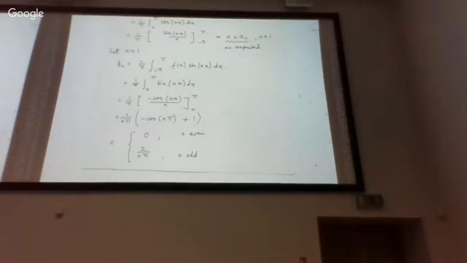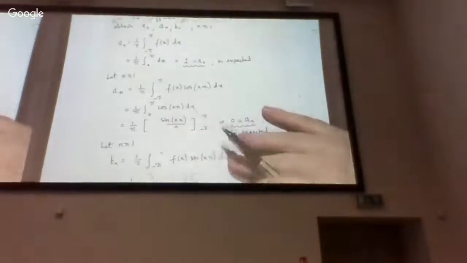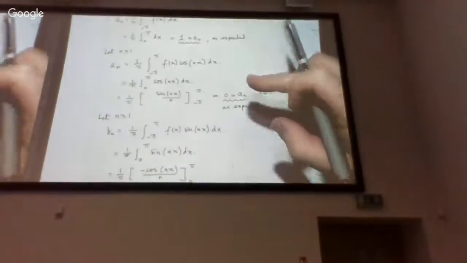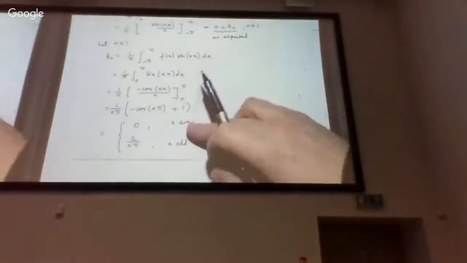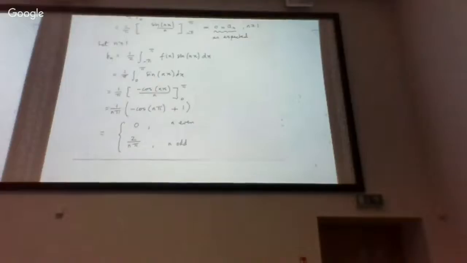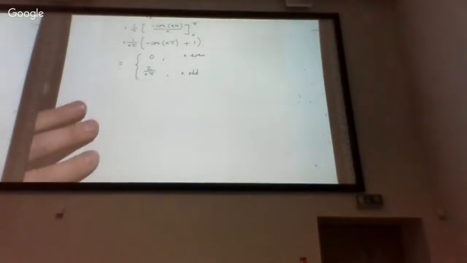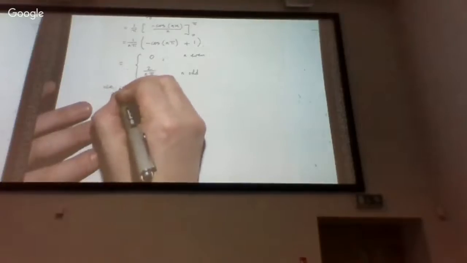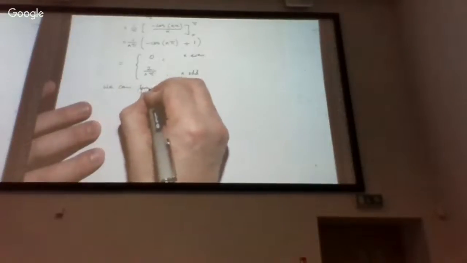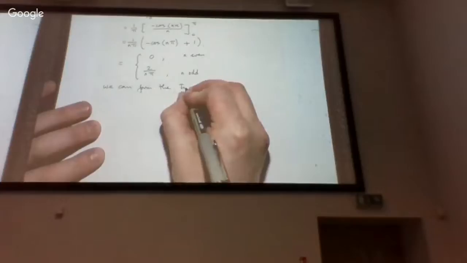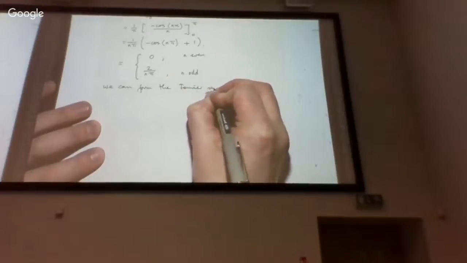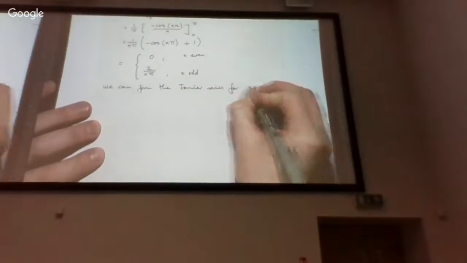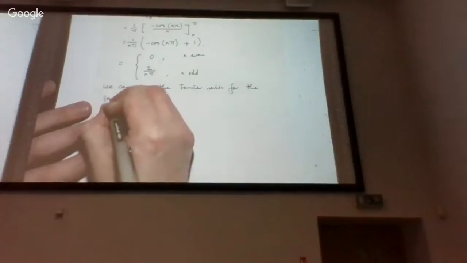Okay, so we've got all the ingredients for the Fourier series now. We've got our constant coefficient A0. We've identified that all the ANs are 0, and half the BNs are 0, and half of them aren't. So we just need to put it together and form the Fourier series. We can now form the Fourier series for the square wave function f.